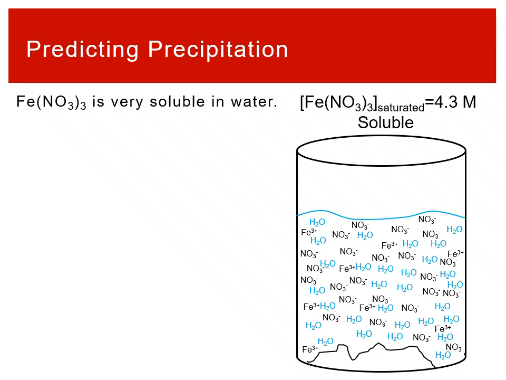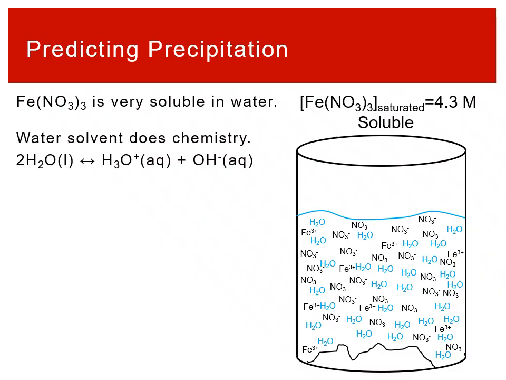Okay, so this idea of predicting precipitation is something we always need to be mindful of when we're making solutions. We always need to be thinking about what is in any solution that we're looking at. This actually applies to something we saw earlier this semester in lab. Fe(NO3)3, iron(III) nitrate, is quite soluble in water. If you look up the Ksp, it's a lot greater than 1, and the solubility limit is 4.3 molar. So you can get a ton of iron(III) nitrate to dissolve in water.